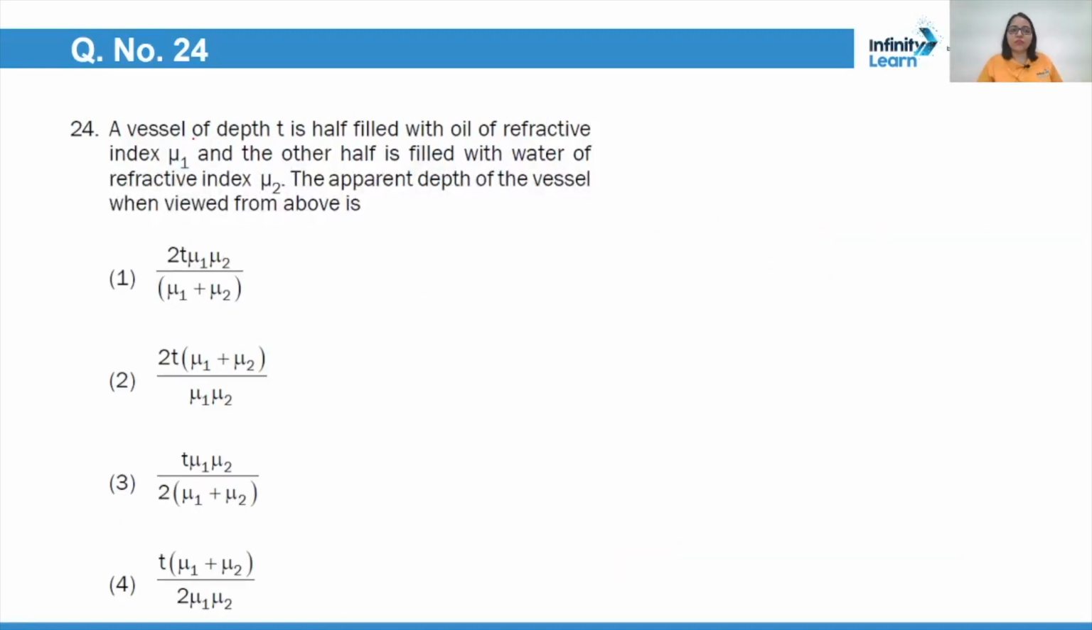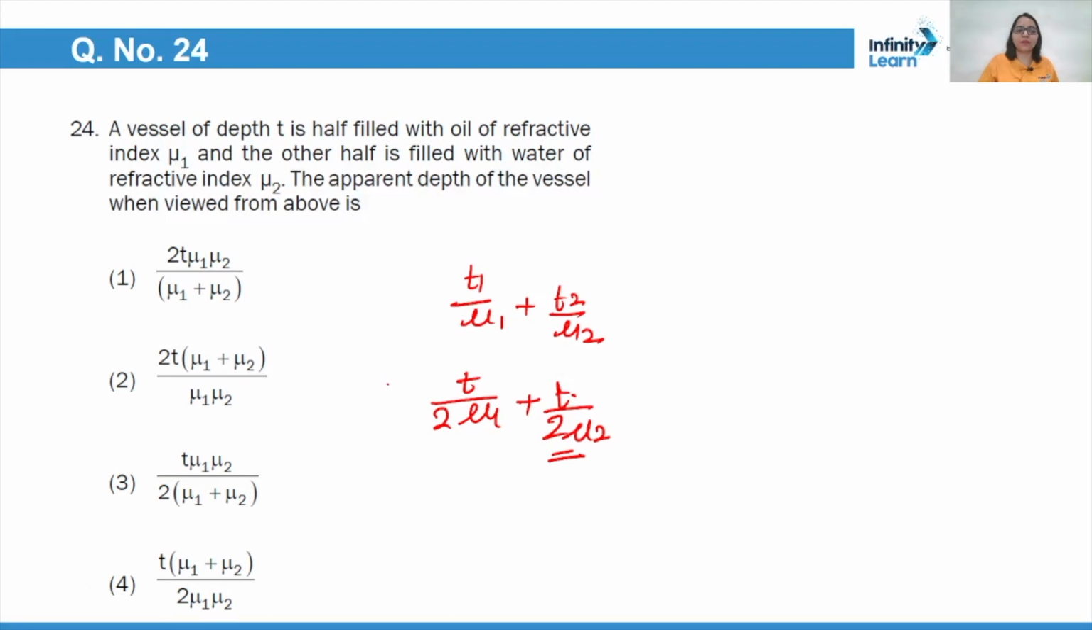Question number 24. A vessel of depth T is half filled with oil of refractive index mu1 and the other half is filled with water of refractive index mu2. The apparent depth over here is T1 upon mu1 plus T2 upon mu2. T1 is T by 2, mu1 is mu1, plus T2 is T by 2 divided by mu2. So after solving this one, you will get the apparent depth as this one.